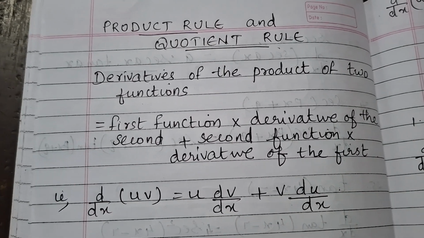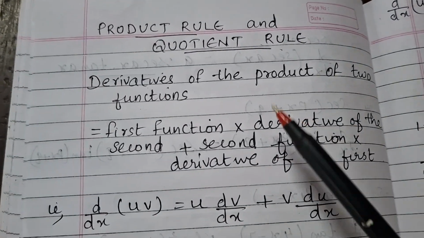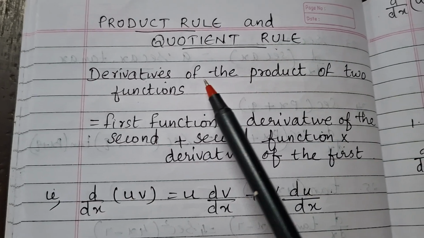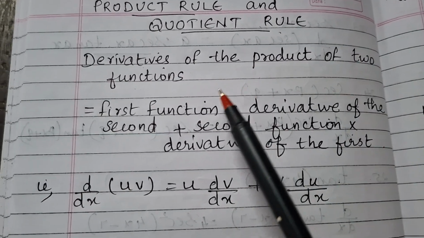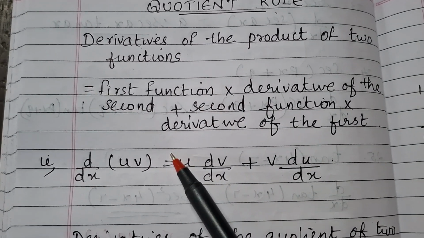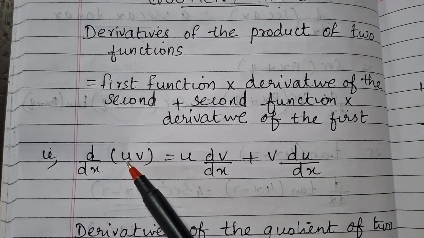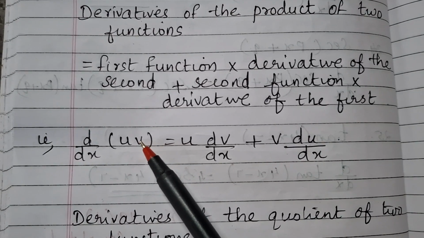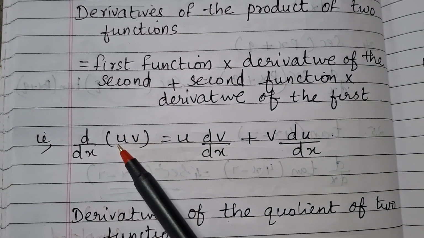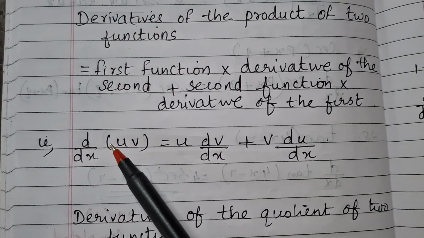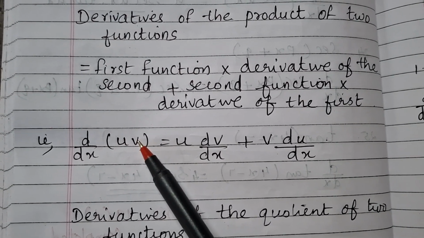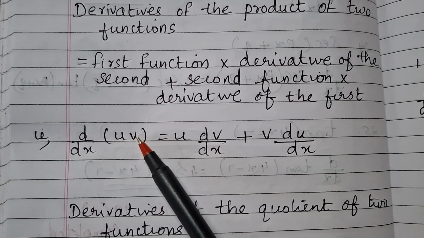So for doing this problem, first we should know about the product rule, that is, the derivative of the product of two functions. Suppose u and v are the two functions. We will take u as the first function and v as the second function. So how can we differentiate these two functions?